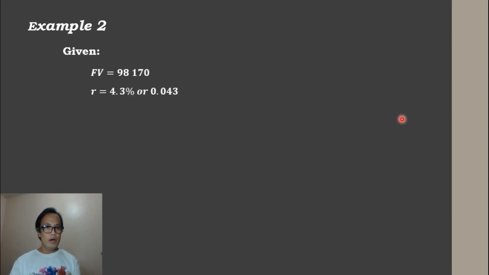Let's proceed to example number 2. This time we are given the future value of 98,170. Our rate is 4.3% or in decimal that is 0.043. Then our time is in years, 4 years. And this time, our N is annual, meaning once a year, meaning single compounding period within a year. Then we need to solve for the present value and of course the compound interest.